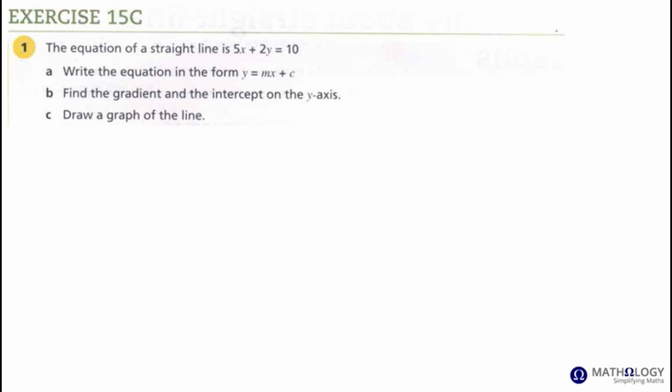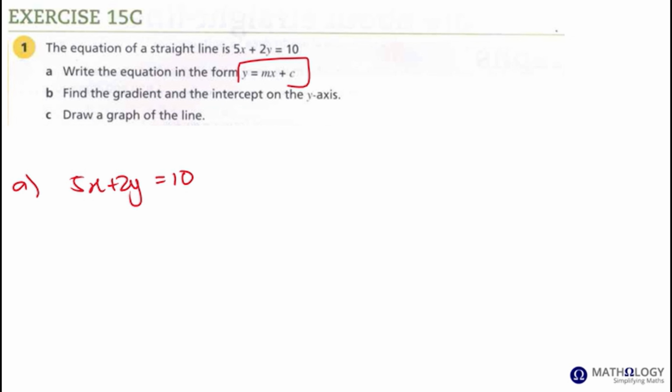Question 1. The equation of a straight line is 5x plus 2y equals 10. Write the equation in the form y equals mx plus c. Find the gradient and the intercept on the y-axis and then draw a graph of the line. Okay, so 5x plus 2y equals 10 is the line.